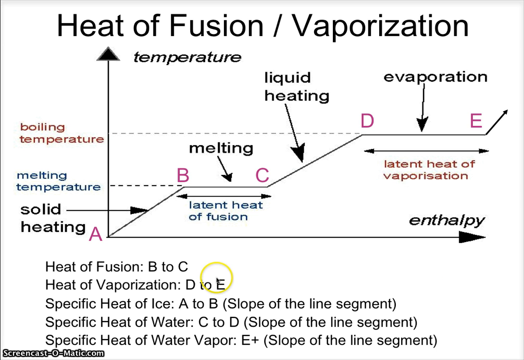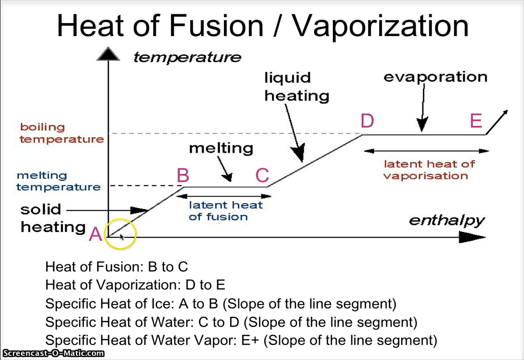Okay, so what this graph basically tells you is that from A to B it is a solid, and you will use the specific heat equation for ice. Then from B to C, you would use the heat of fusion equation. C to D, you would use the specific heat of water equation. D to E, you would use the latent heat of vaporization equation. And from E on, you would use the specific heat of water vapor equation. Where the line segment has a slope, you would use the specific heat equation. And where there is no slope, you would use either the heat of fusion or the heat of vaporization.